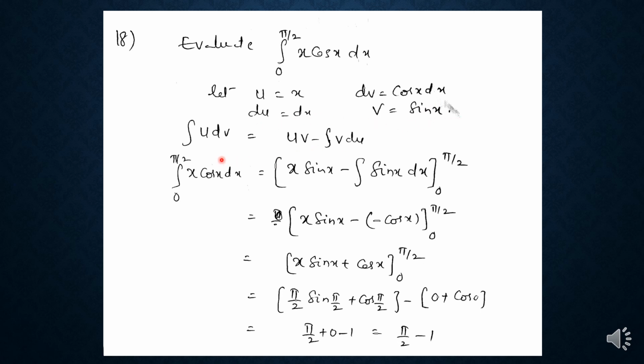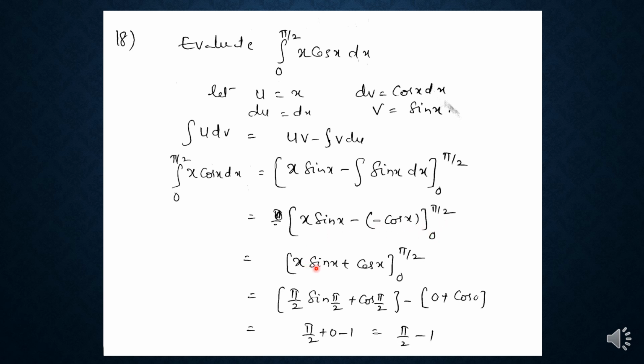Now by writing the integration by parts formula, integral u dv is equal to uv minus integral v du. By substituting that, integral 0 to pi by 2 x cos x dx is u into v, x into sin x, minus integral v du, sin x dx, from 0 to pi by 2. So this is x into sin x minus, so what is integral sin x dx? That is minus cos x, from 0 to pi by 2.